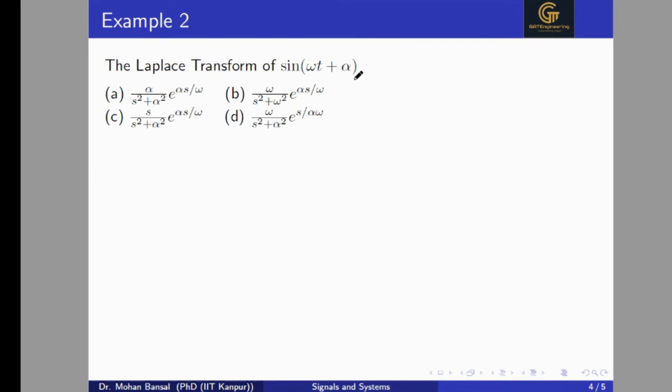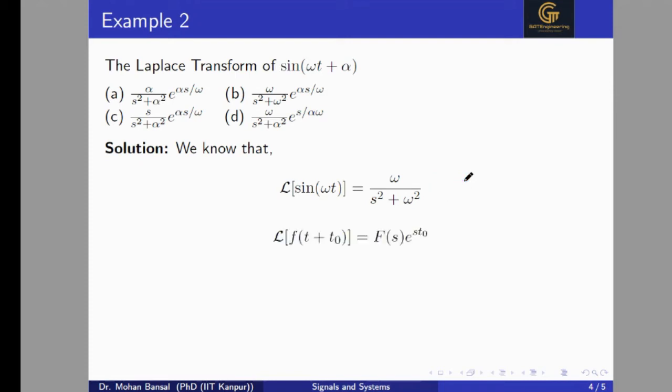Now come to the second problem. In this problem, we have to compute the Laplace transform of sine(omega t plus alpha). First we will see what is the Laplace transform of sine omega t and what is the time shifting property. As we know, the Laplace transform of sine omega t is omega divided by s square plus omega square. That is a well-known function, and we have also seen it in the last question.